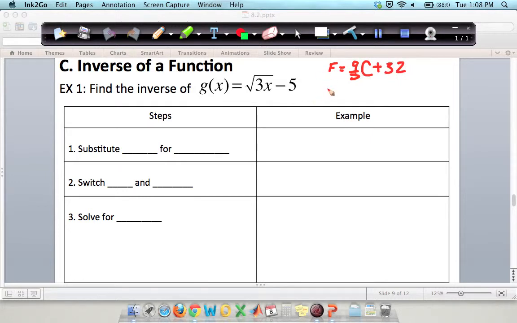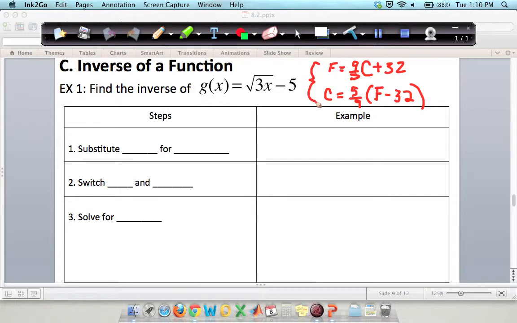Let's do the other way around. Degrees Celsius equals 5/9 times F minus 32. Okay, these are inverse functions. They basically are the reverse of each other. So this is degrees Celsius to Fahrenheit. This is degrees Fahrenheit to Celsius. We're going to look at basic functions, f of x, g of x, but these are two applied examples.